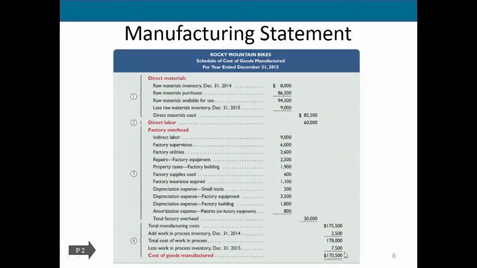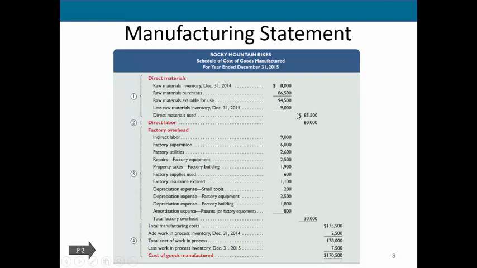You can see here is a picture or a statement of our manufacturing statement, the schedule of cost of goods manufactured. So you can see here we then look at in detail the different sections that we saw on the other side. So you can see first we look at the activity within our direct materials. So we begin with our beginning balance in raw materials. Add to it whatever it is we purchase, and that shows us all of the raw materials that we had available for our use. When we compare everything that we had on hand to what we have on hand at the end of the period, that tells us what raw materials we actually used.